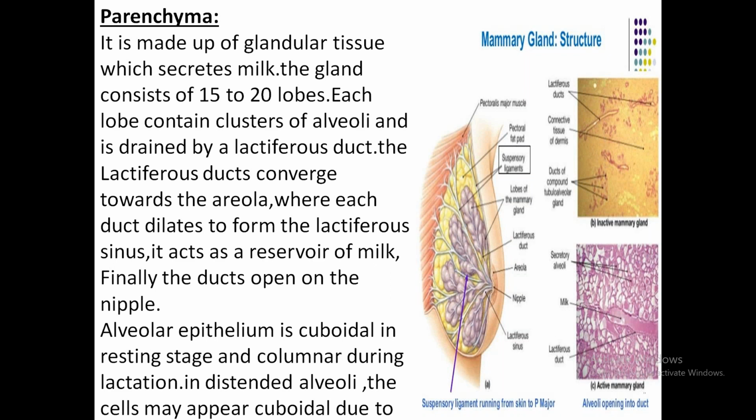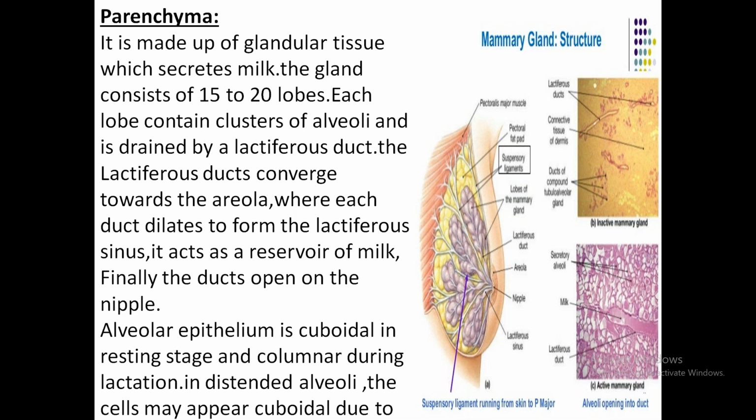Parenchyma of the breast is made up of glandular tissue which secretes milk. The gland consists of 15 to 20 lobes. Each lobe contains clusters of alveoli and is drained by a lactiferous duct. The lactiferous duct converges towards the areola, where each duct dilates to form the lactiferous sinus. It acts as a reservoir of milk. Finally, the duct opens on the nipple.